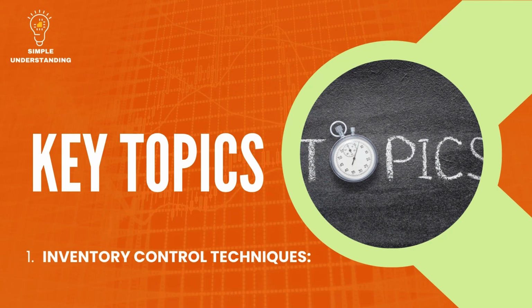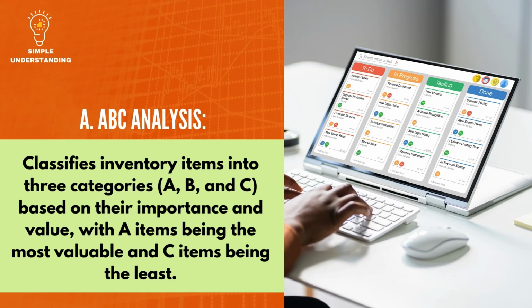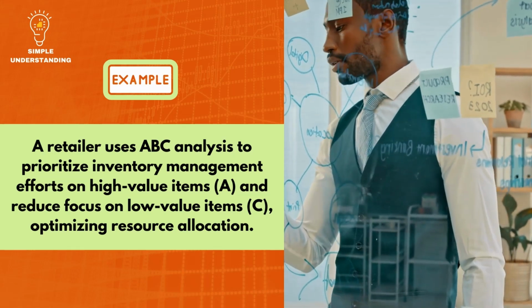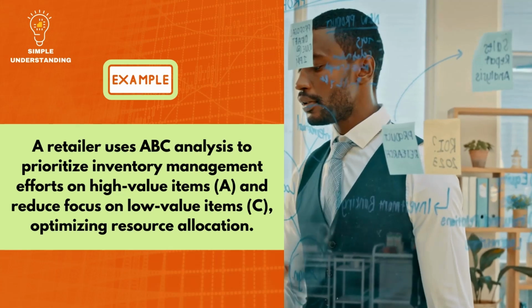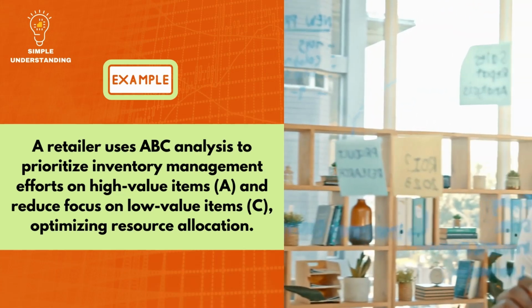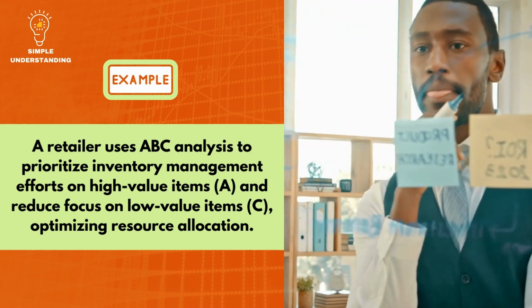Key topics: inventory control techniques. A. ABC analysis classifies inventory items into 3 categories, A, B, and C, based on their importance and value, with A items being the most valuable and C items being the least. Example: a retailer uses ABC analysis to prioritize inventory management efforts on high-value items, A, and reduce focus on low-value items, C, optimizing resource allocation.